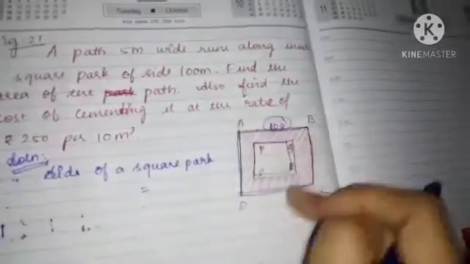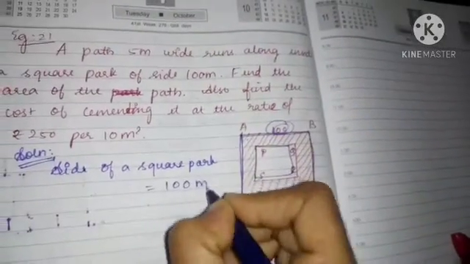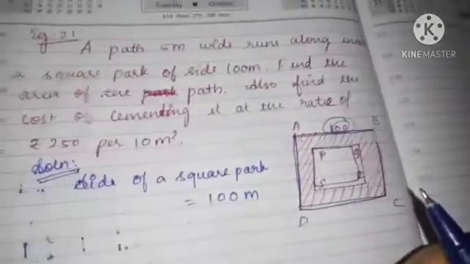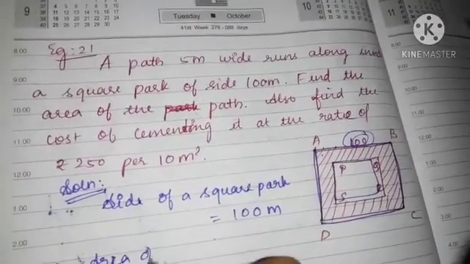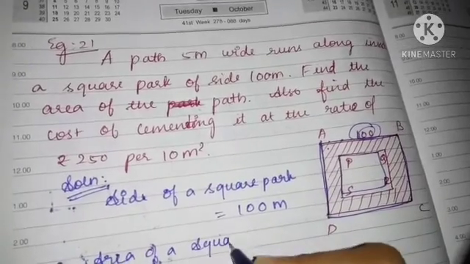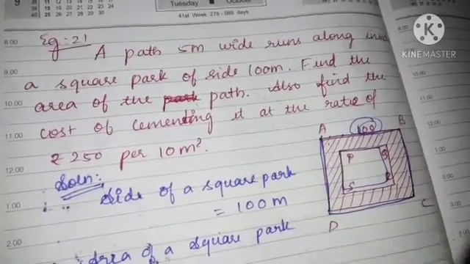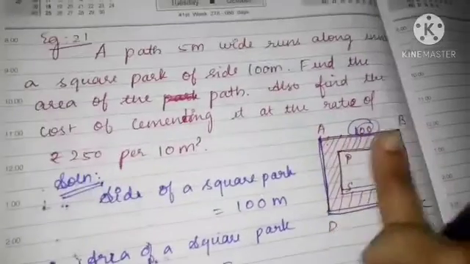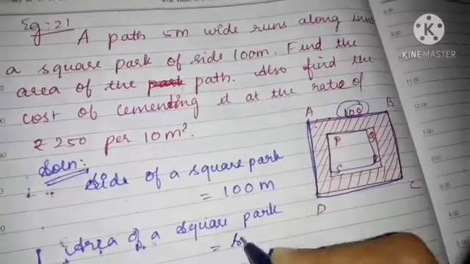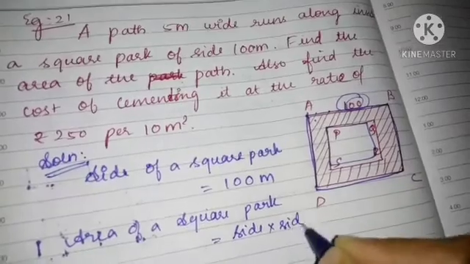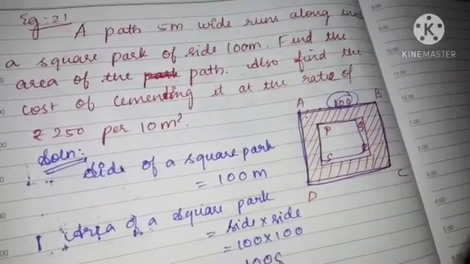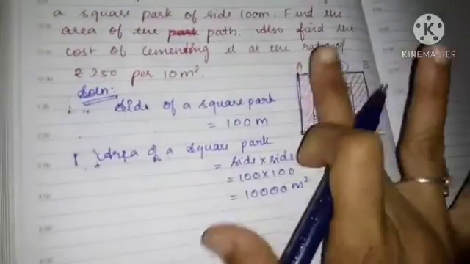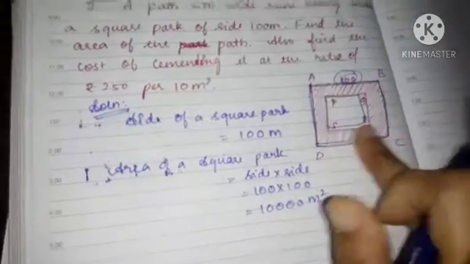Side of a square park is 100 meter. Next, what is the area of a square park? You know, side means we can find area, right? Area of this full square park, that we are going to find. Side into side. So, 10,000 meter square is the area of this full square park.